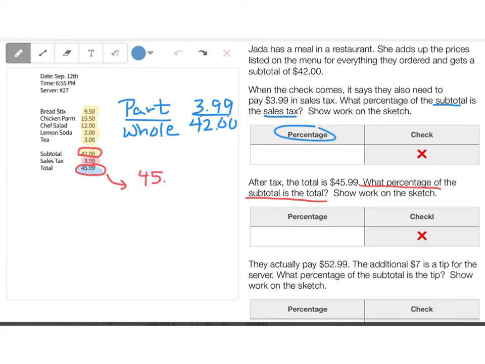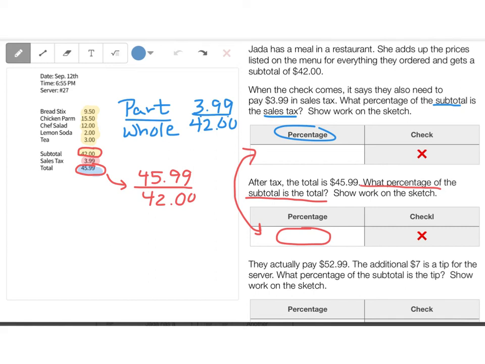It's not weird, it's strange in that the bigger number in this case is going on the top. That's because the whole here is the subtotal. We want to know what percent of the subtotal is the total. And we're going to divide that out again, move the decimal 2 places, and think about, are these two numbers related to each other?